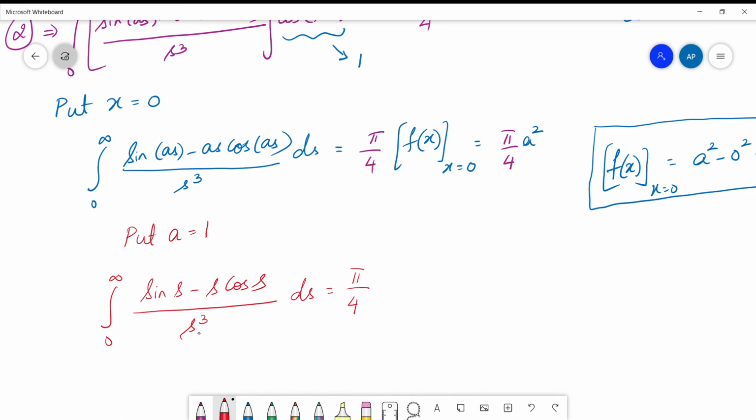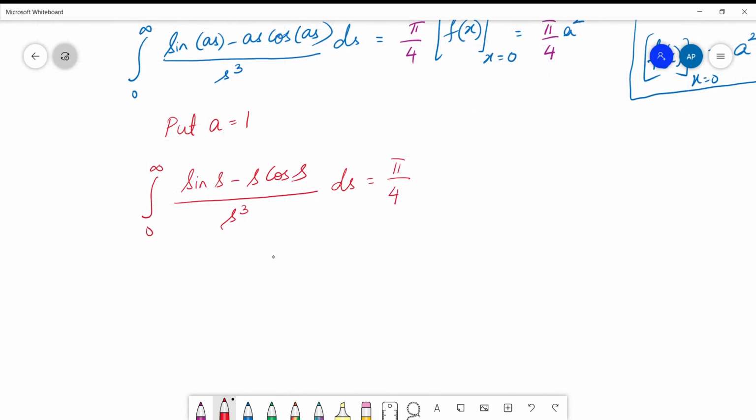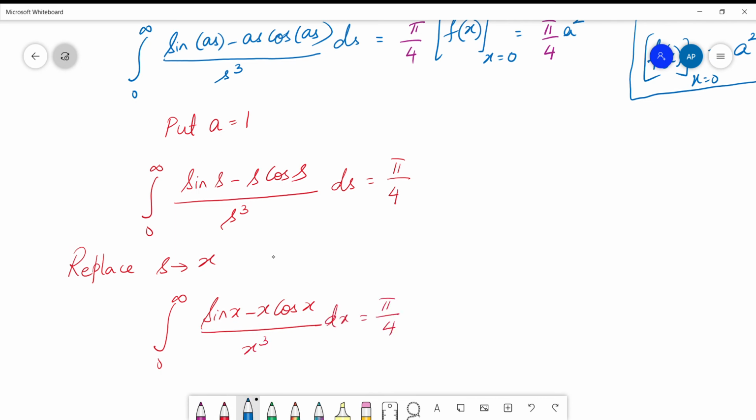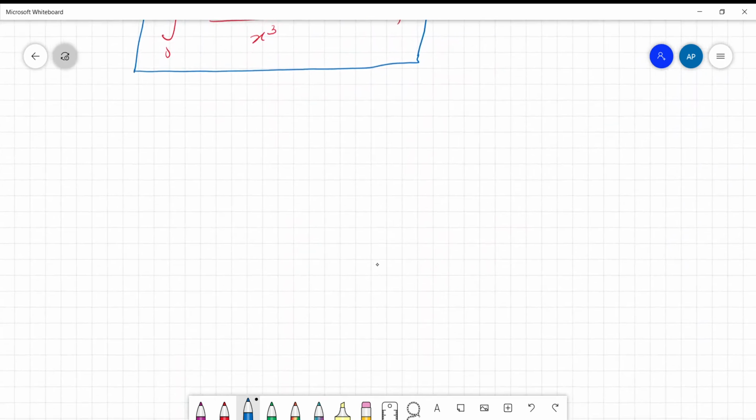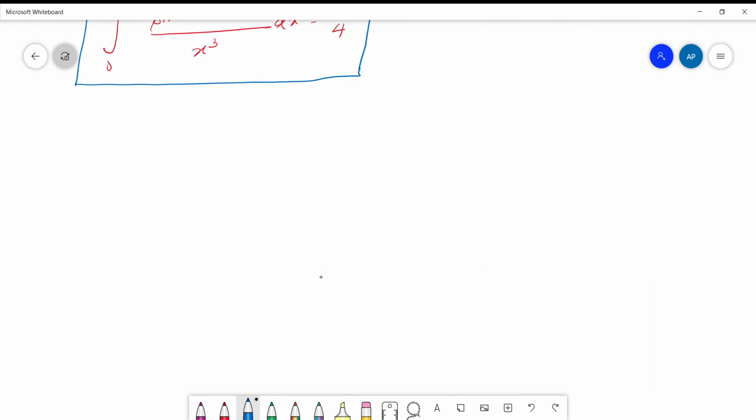But the result is given in terms of x. So what are we going to do? Yes, as you rightly guessed, you replace s by x. And therefore, what is happening? Integral 0 to infinity sin x minus x cos x divided by x cube dx is equal to pi by 4. So this is my answer for part 3. So this was also direct substitution from part 2 from the inversion formula by merely giving a value. So by putting x equal to a by 2 we got part 2. By putting x equal to 0 we got part 3. So the base for part 2 and part 3 was the inversion formula.